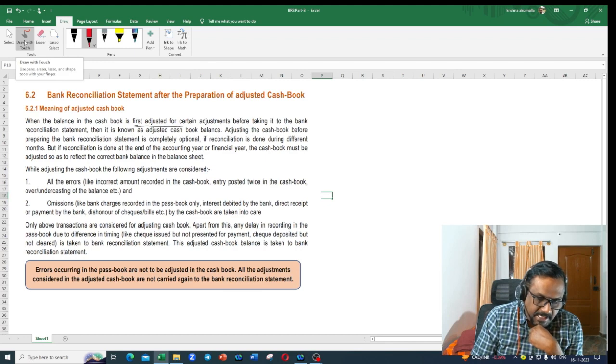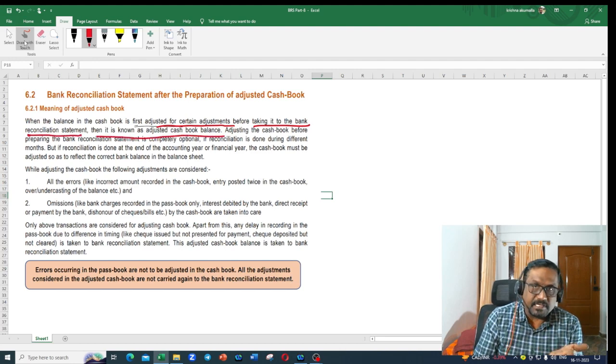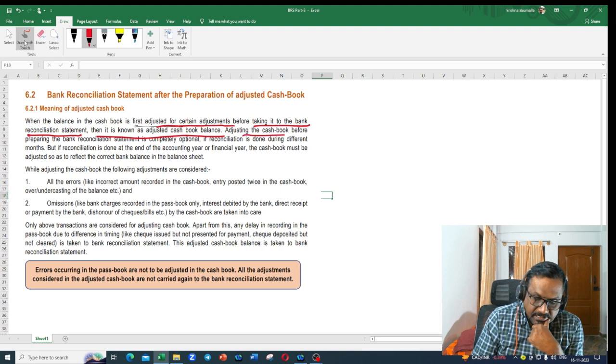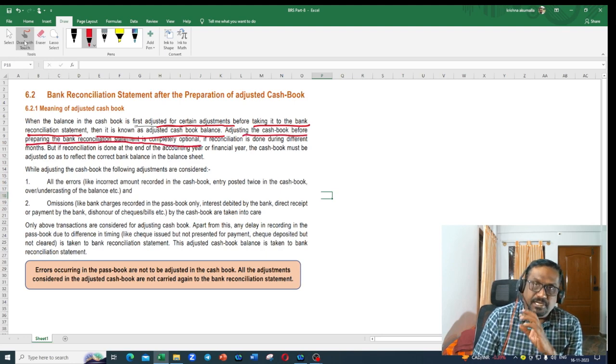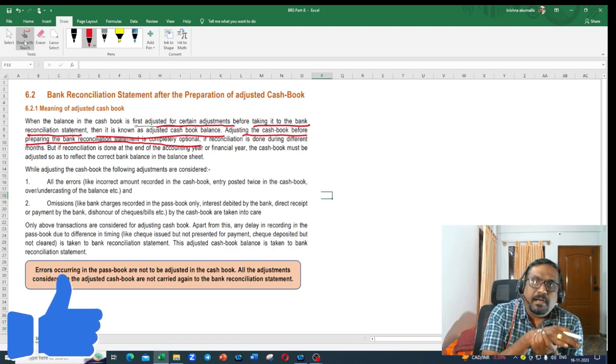When the balance in the cash book is first adjusted for certain adjustments before taking it to the bank reconciliation statement, it is also known as the adjusted cash book balance. That is what I explained. Adjusting the cash book before preparing the bank reconciliation statement is completely optional. It's not that you have to prepare the adjusted cash book balance and then prepare the reconciliation.